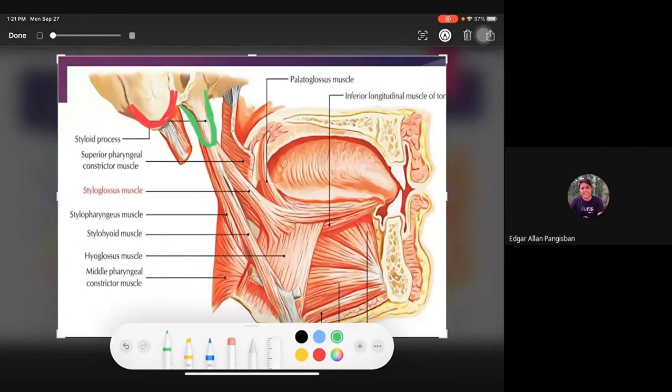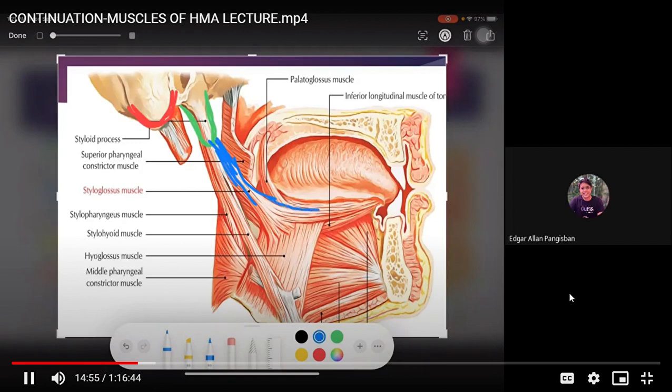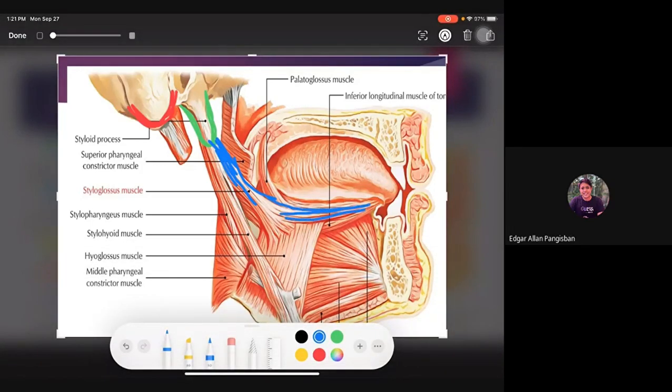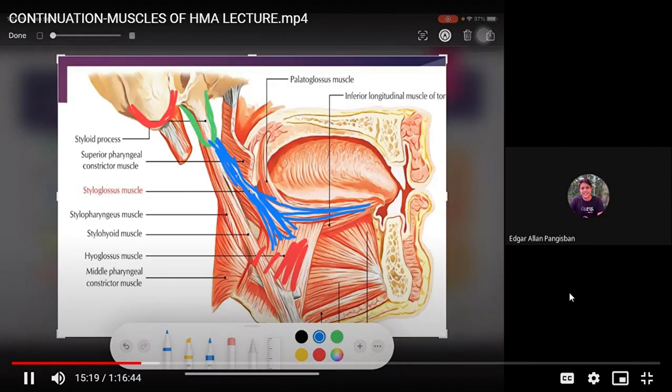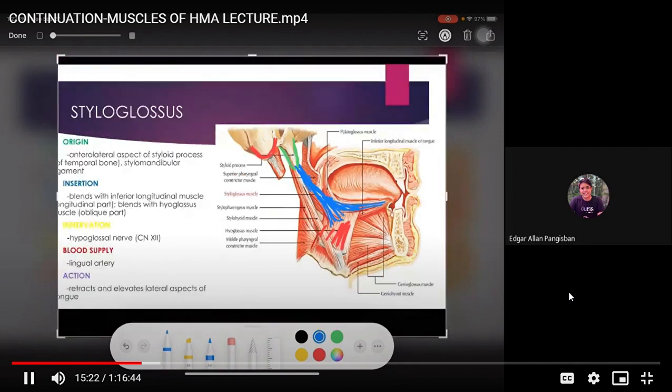Okay, take a look at this one. So this is your styloglossus. Ito po. Okay, naka-insert siya sa ating origin. This originates in your styloid process and then it is inserted in your inferior longitudinal muscle. And this is your hyoglossus. Okay, tapos naka-insert dyan yung ating styloglossus. Okay, so siya lang yung naiiba na muscle natin in here. It is inserted on an intrinsic and an extrinsic muscle. That is your styloglossus. Okay, same innervation, same blood supply.